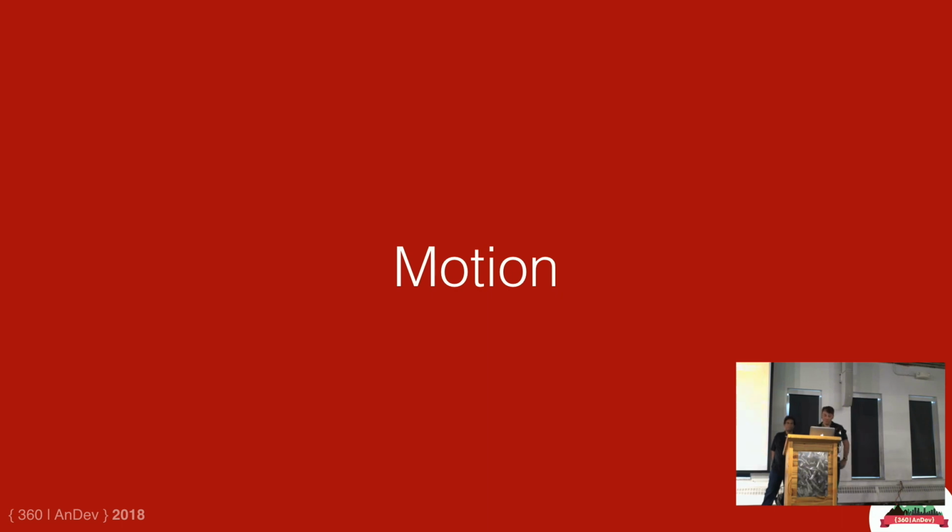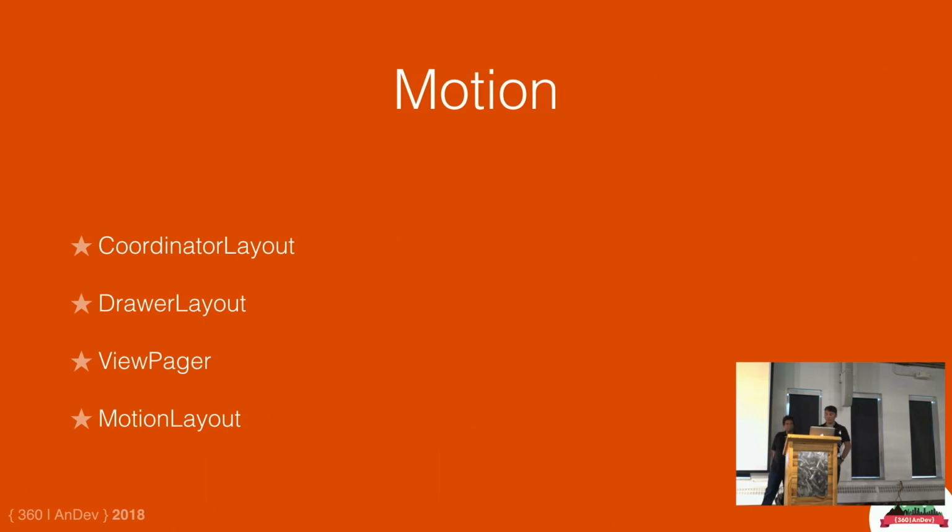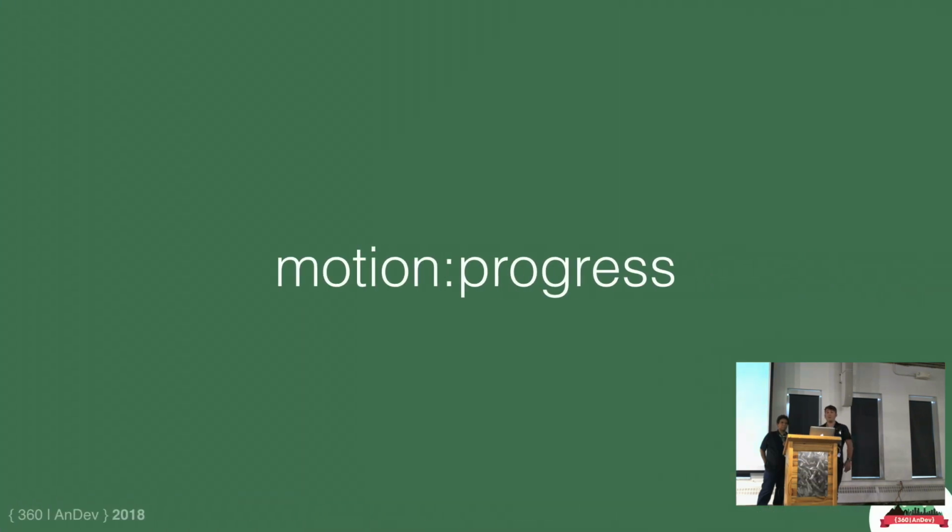So let me cover a few examples. We'll cover a little bit with coordinator layout, drawer layout, view pager, and finally a final example tying everything together. The general idea is that we're using the progress attribute of MotionLayout. Any MotionLayout has this progress attribute, and that goes from 0 to 1, and you can set it. It can also be done intrinsically when the system runs, but otherwise, you as the developer can set the progress specifically. So we can use that to do interesting things.